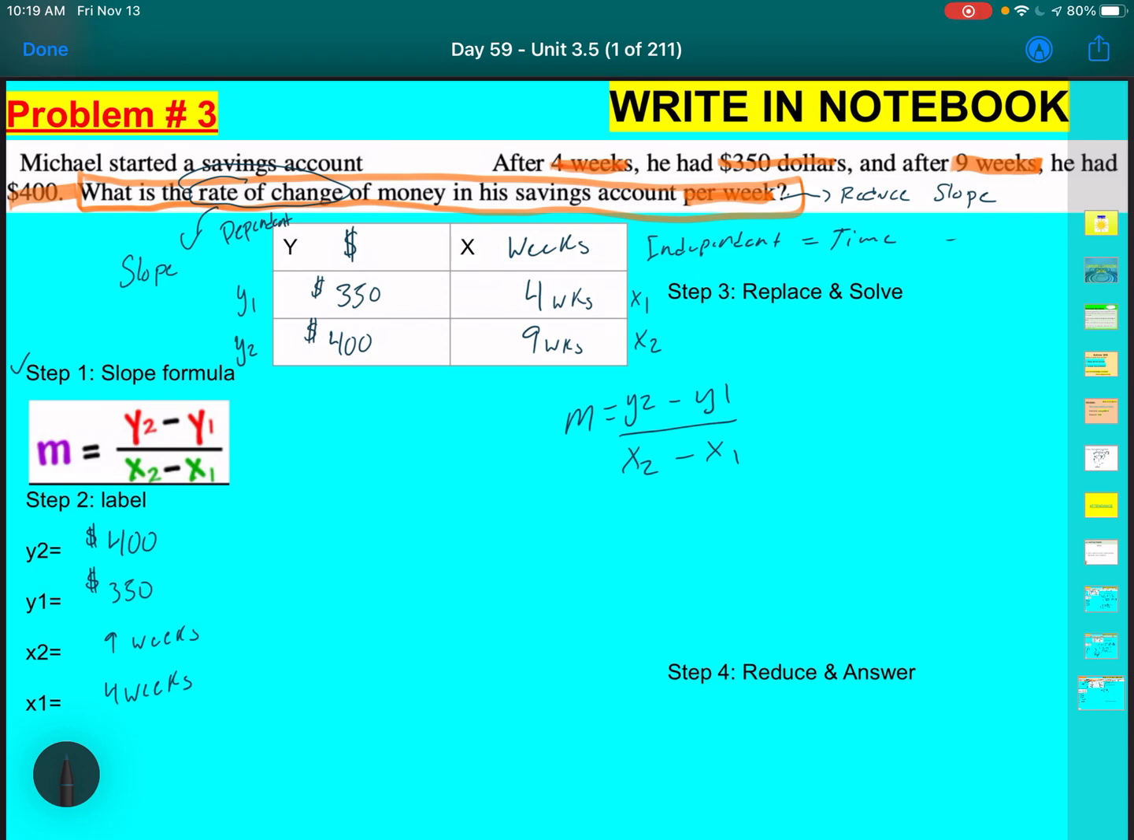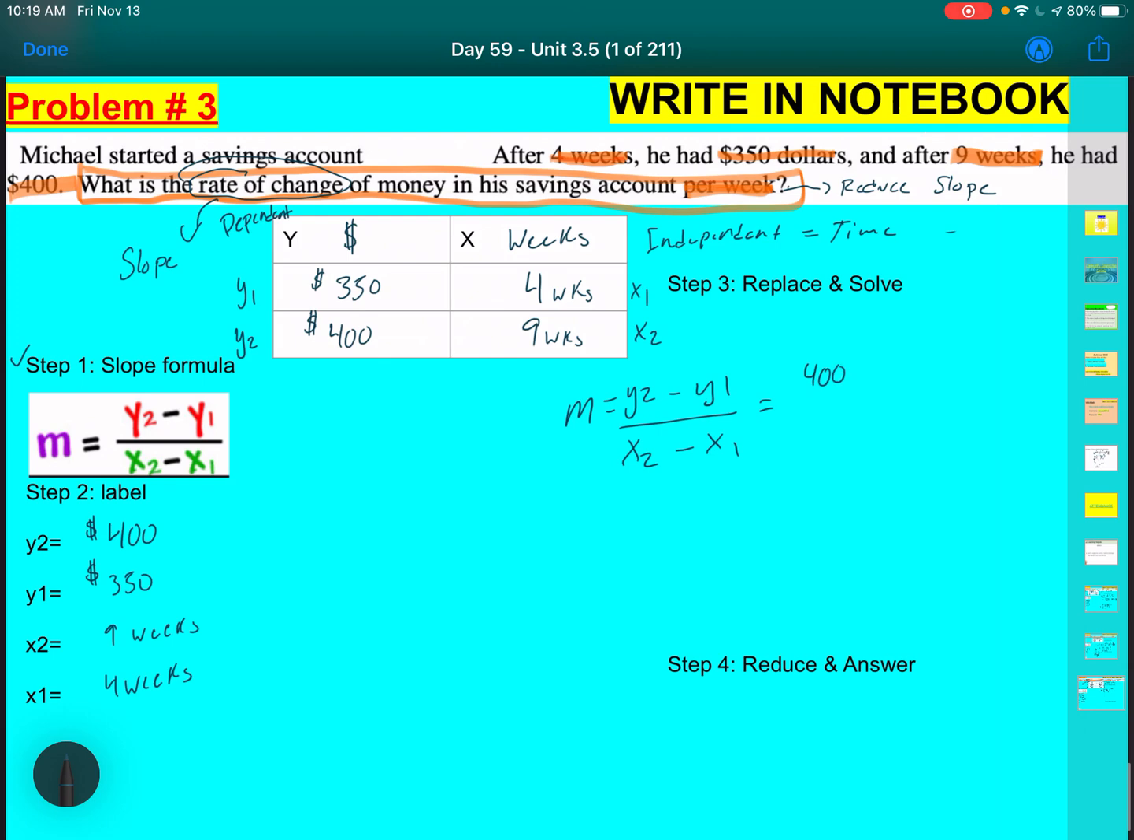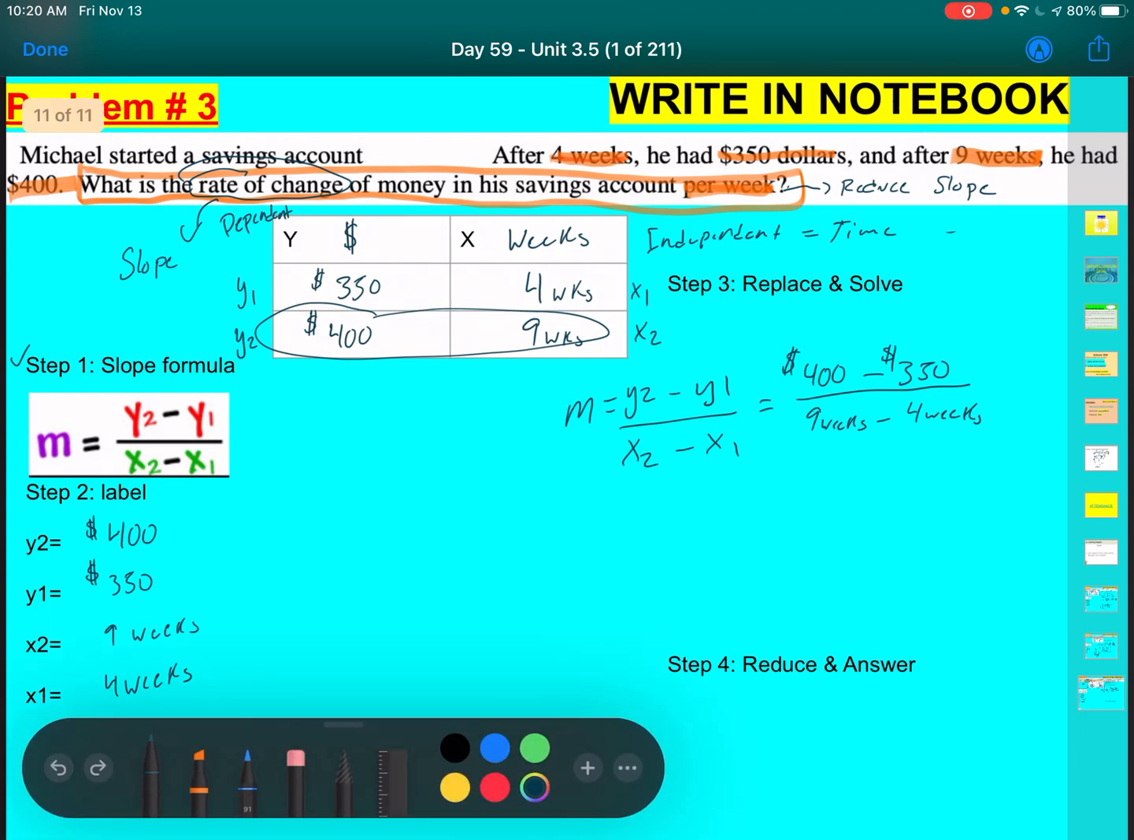So now I'm going to replace these into my equation. My y2 was $400 minus my y1, which was $350. What was paired up with $400? Well, we earned $400 after 9 weeks minus 4 weeks, which we earned, or Michael earned $350 after 4 weeks. So again, make sure that those numbers are paired up. 400 is paired up with 9. 350 is paired up with 4. So they should be y over x in that situation.